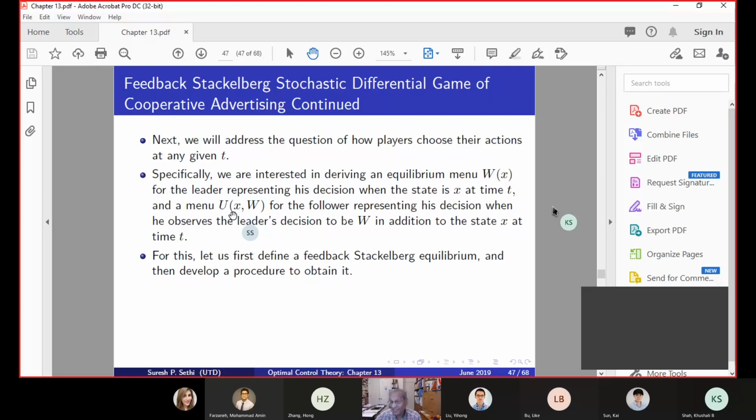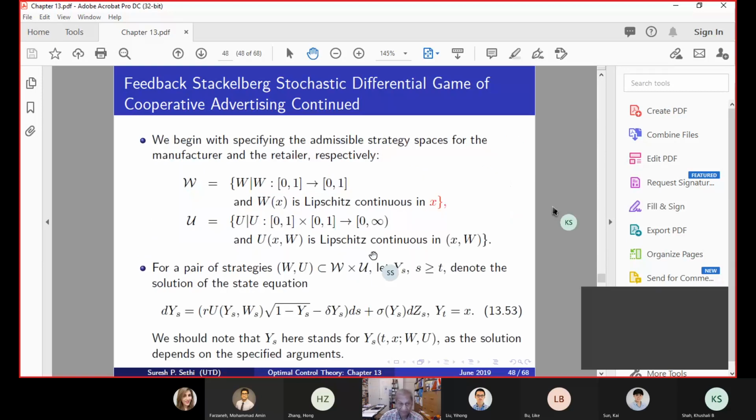That game is too complicated to solve, and it's not time consistent, and we don't want to solve it. And we also show that this game is enough for us to coordinate the supply chain, so there's no reason to go any further. So I argue in my paper that feedback is the right concept here. No need to go more complicated, because if I coordinate, I can do the best anyway. Okay, so now we define a feedback Stackelberg strategy, and we define it the following way.